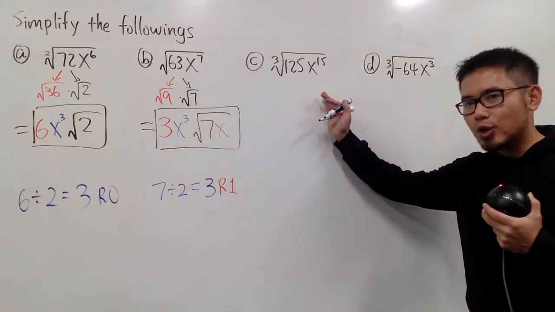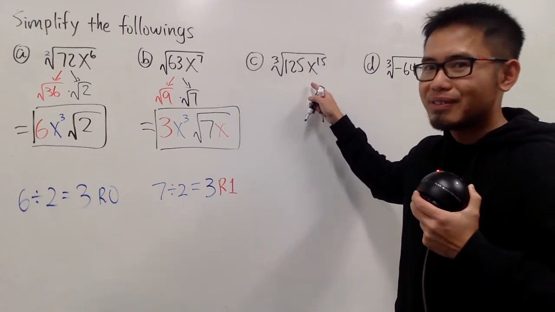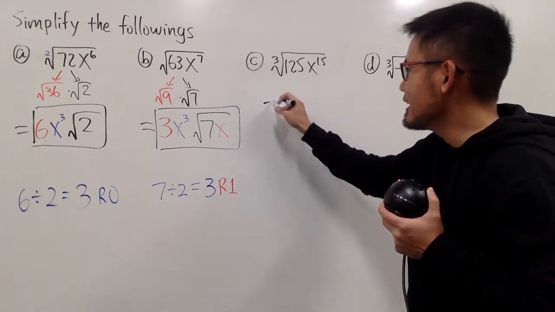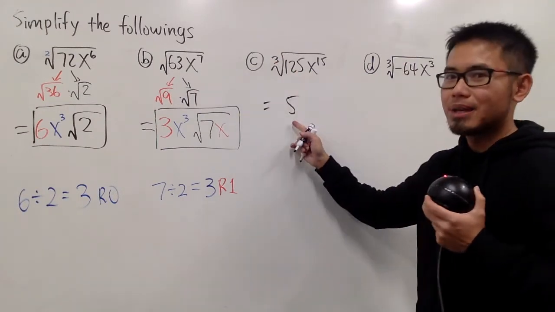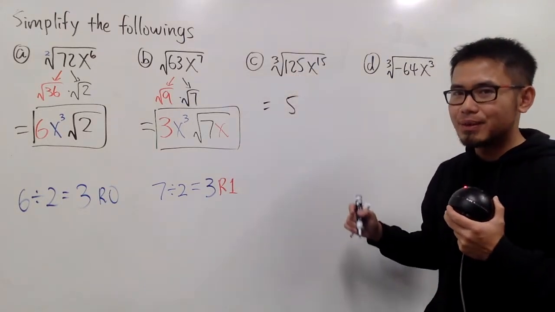Now, moving on to a cube root situation. First of all, what is the cube root of 125? That's actually a really nice number. It's just 5 right away, because 5 times 5 times 5 gives you 125, okay?